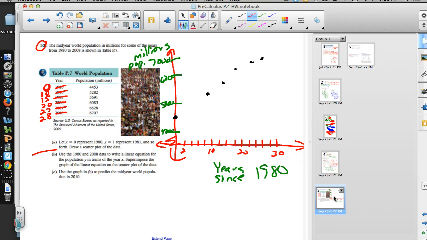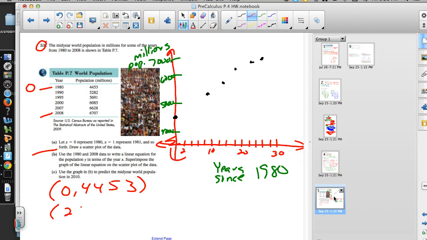It says use the 1980 and 2008 data to write a linear equation for the population Y in terms of the year X. So 1980 to 2008, we're going to be using these lines of information. I think that's an 8. That is just so hard to read. I hope that's what that is. All right, so we had our 0 year at 4453.